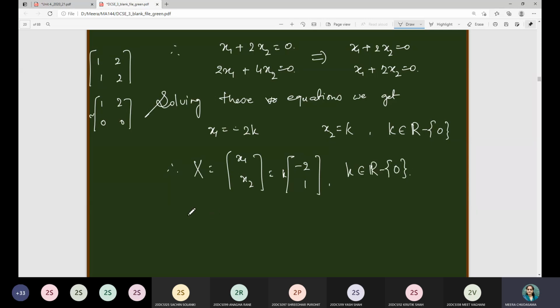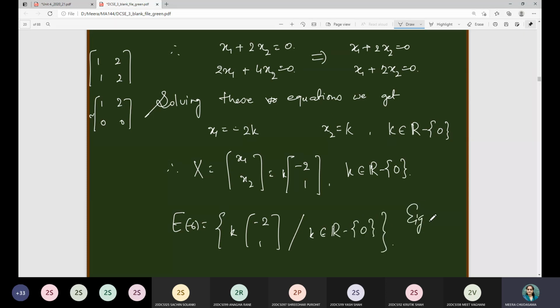where k belongs to R minus 0. So this corresponds to, whenever you take the whole set, that is, k times (minus 2, 1), where k belongs to R minus 0, then this is called the eigenspace corresponding to lambda is equal to minus 6.